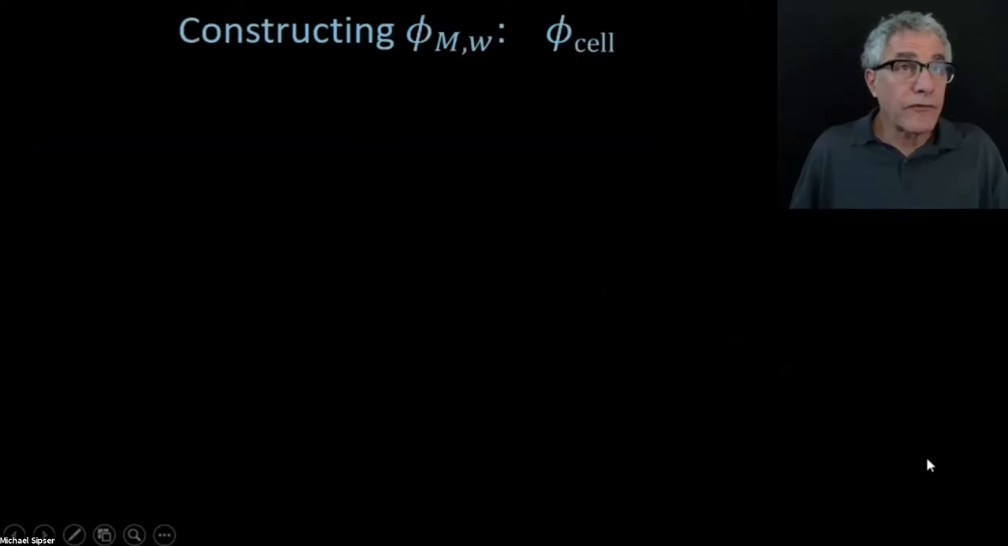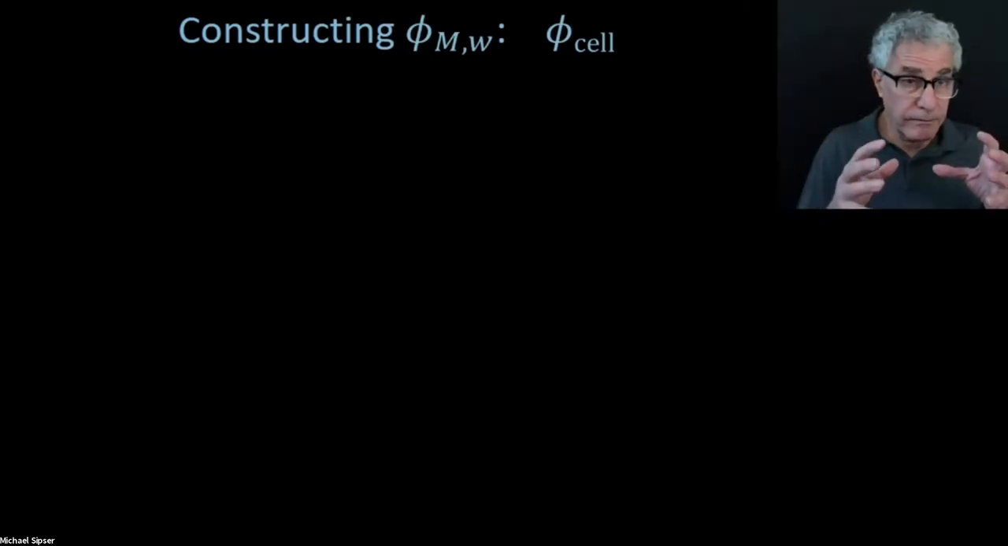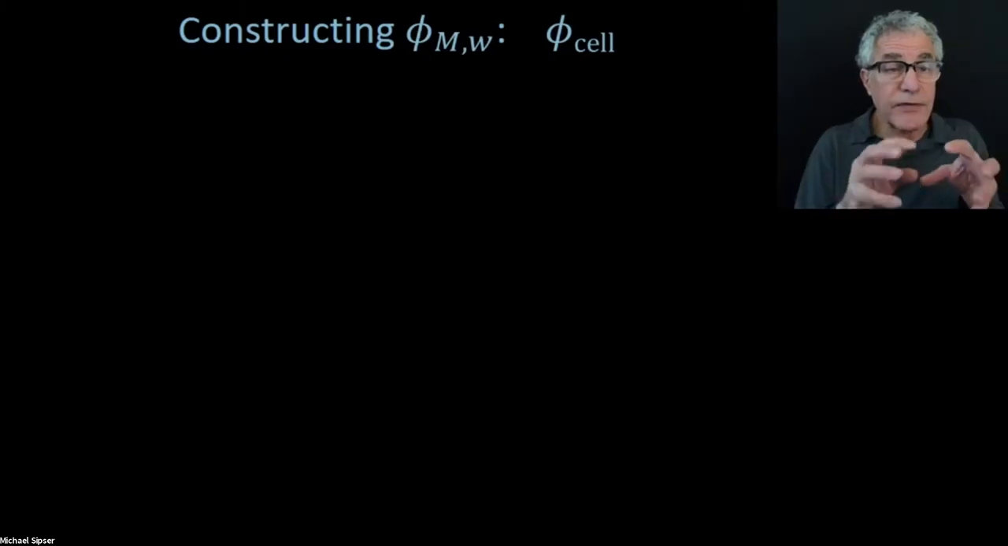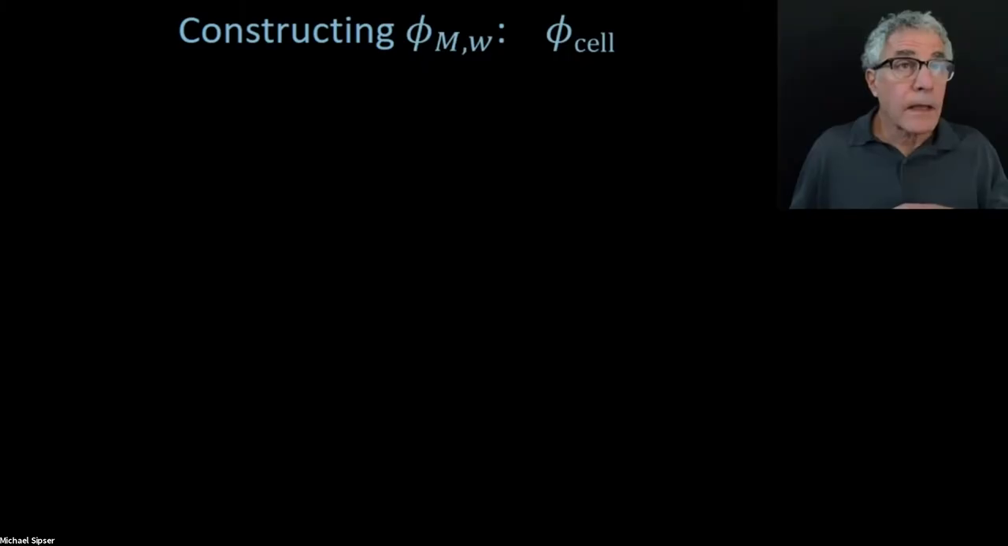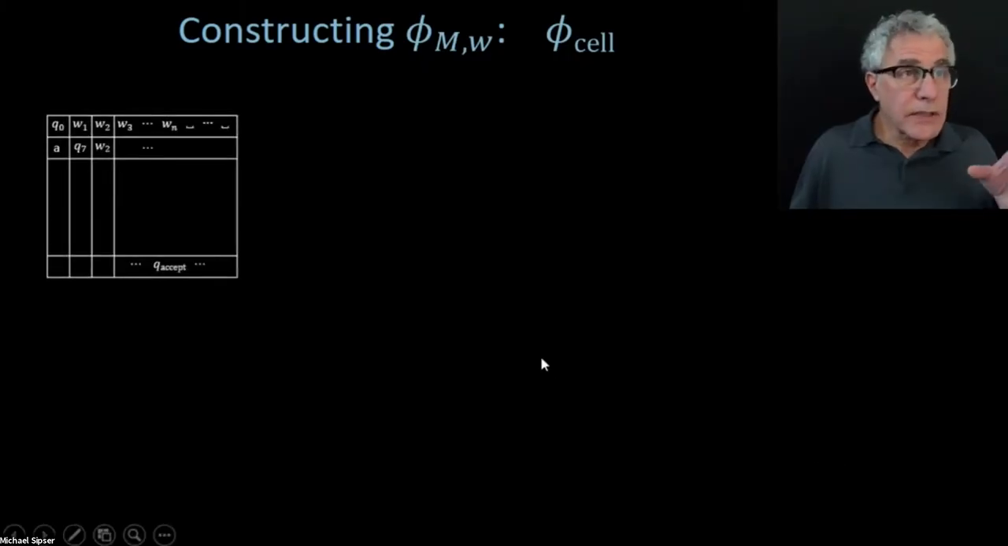Let me start off with this component phi cell, which is sort of the most fundamental one because it talks about how we're going to be encoding those symbols of the Tableau into the Boolean variables. So again, here's the picture to have in mind of this Tableau. This is this n to the k by n to the k table representing some accepting branch of the machine's computation, if there is one.